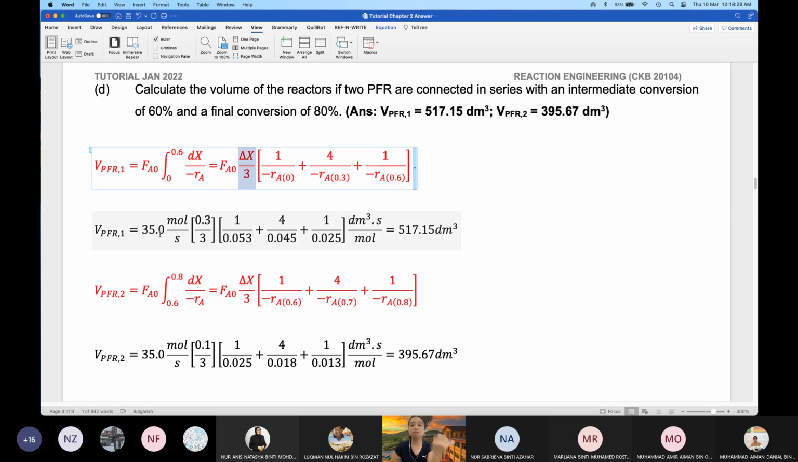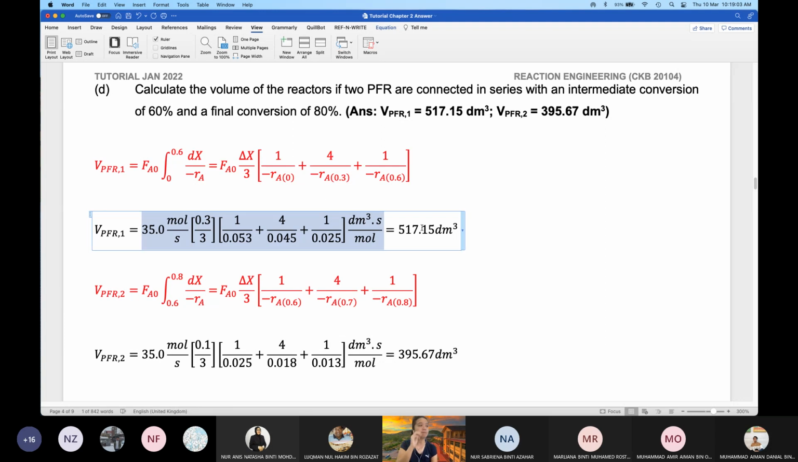So FA naught 35, delta X 0.3 divided by 3. Find from the table: at 0, minus RA is 0.053. At 0.3, minus RA is 0.045. At 0.6, minus RA is 0.025. You calculate these, you will get ultimately the volume as 517.15 dm cube. Okay, so that's the final answer for the volume of the first PFR.